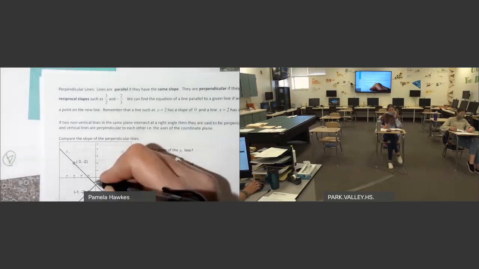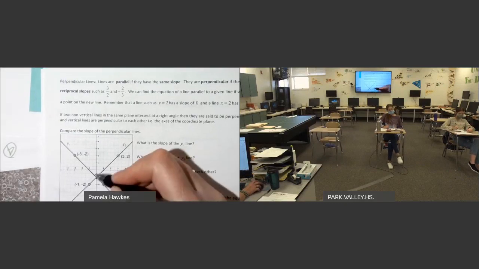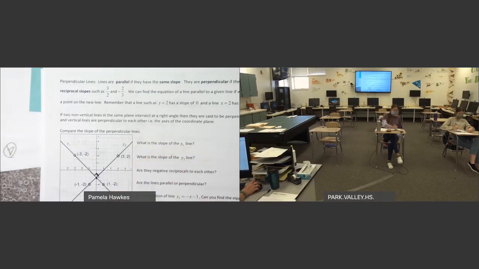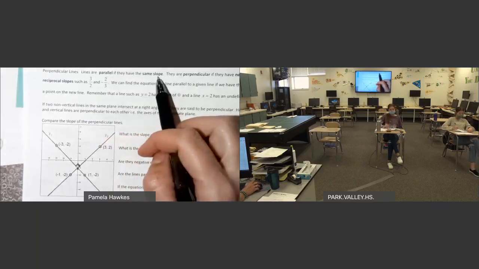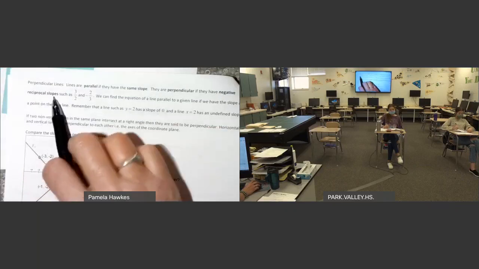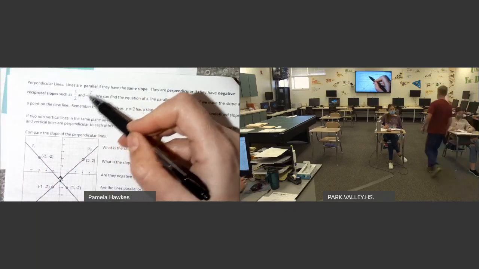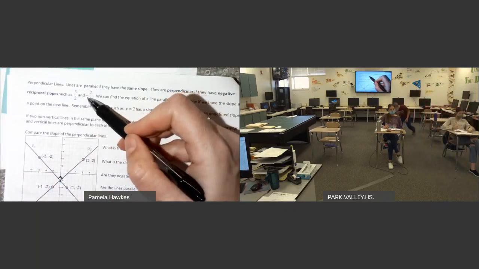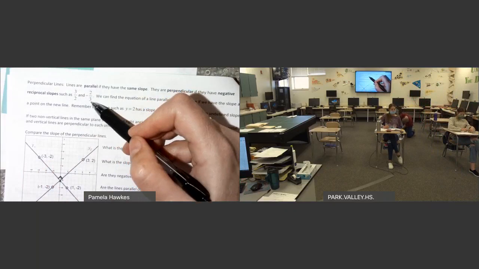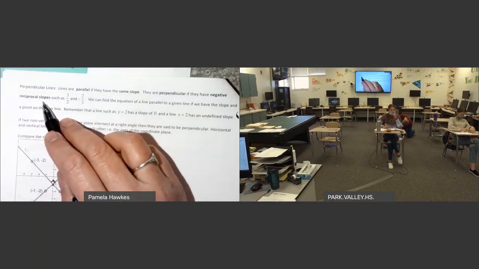Perpendicular lines always cross at a right angle. Okay? So if I have perpendicular lines, they're going to cross, and they're going to cross at a right angle. So this angle right here will be a right angle. Lines are parallel if they have the same slope. They are perpendicular if they have negative reciprocal slopes, such as 3/2, and the other one would be negative 2/3. Change the sign and flip it. The opposite. I don't like negative, I like opposite reciprocal slopes, okay?